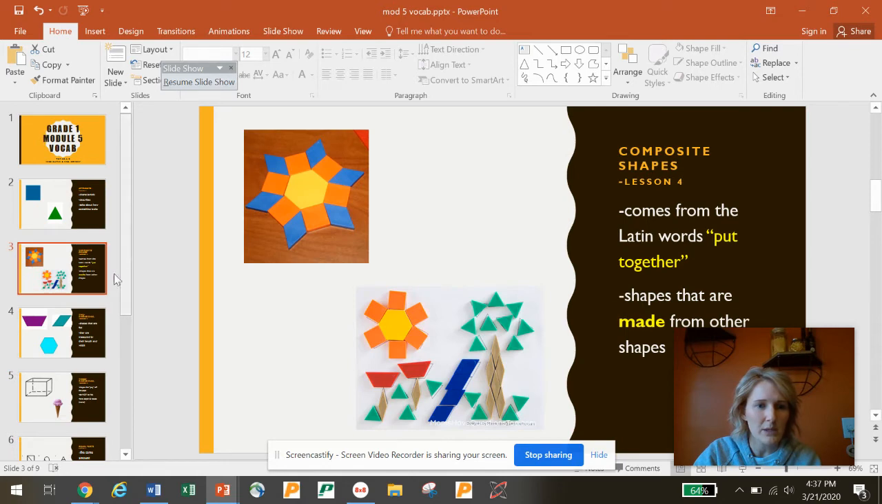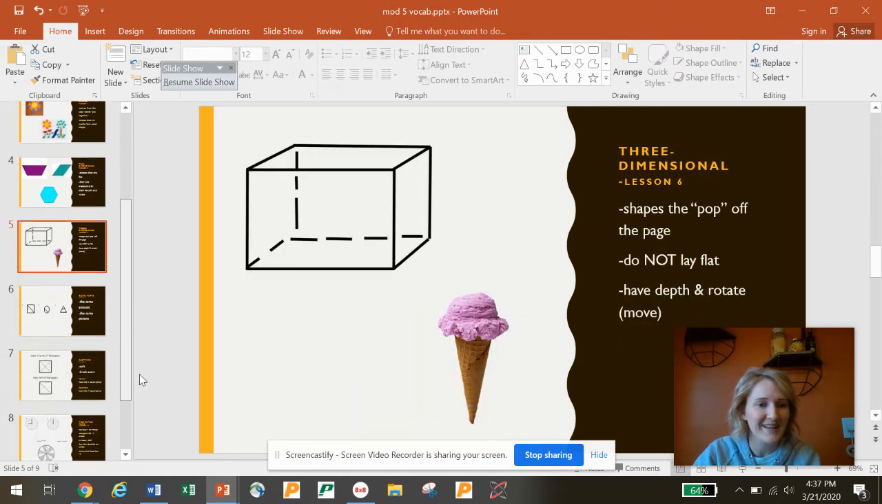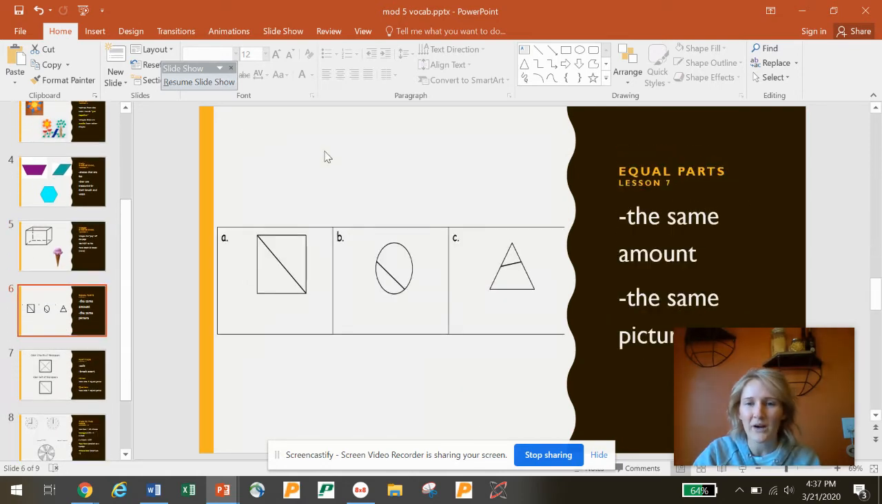Another word that might be a little bit tricky is equal parts. So when we say the word equal, we're talking about the same amount or the same picture. This example is actually right from the module problem set from lesson 7. Letter A is split into 2 equal parts. You can see that in the picture. We have the same amount on both halves or sides. Picture B does not have equal parts. It's not split evenly. And letter C does not have equal parts. It is not split evenly.